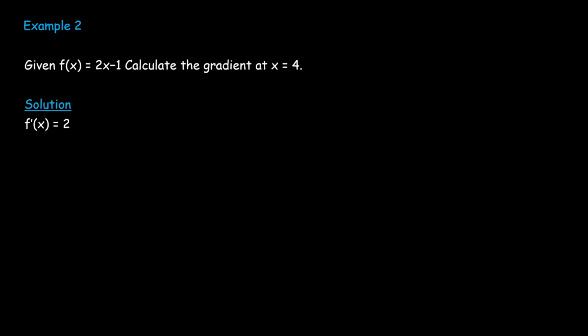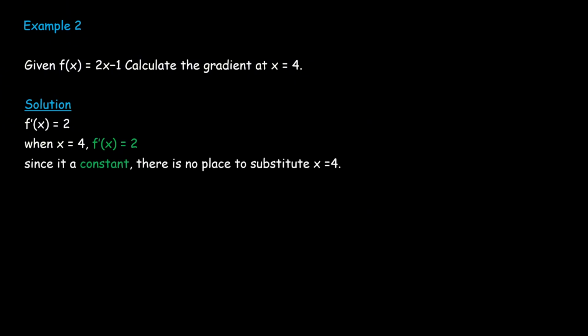And then we need to now plug in the value of x. The value of x, which is 4 here, cannot be substituted in the derivative function. So that makes the derivative still being equal to 2. It cannot be substituted because it's a constant and there is no place to even substitute the x into it.